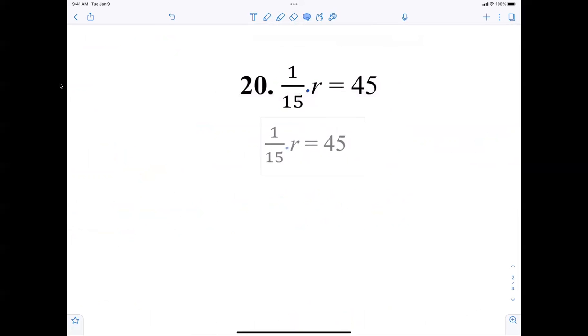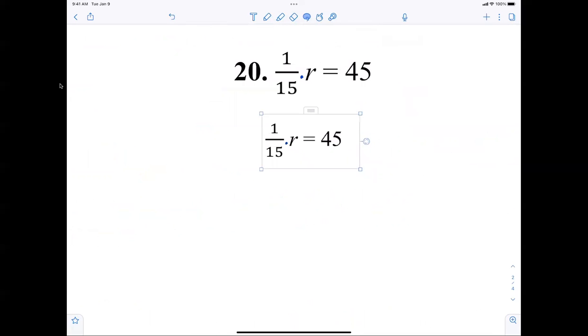London, what do I need to do? You would multiply by the reciprocal. Yep, and what's the reciprocal? 15. That's correct. And then you do that on the other side, and then the 15s would cancel out. Yes.